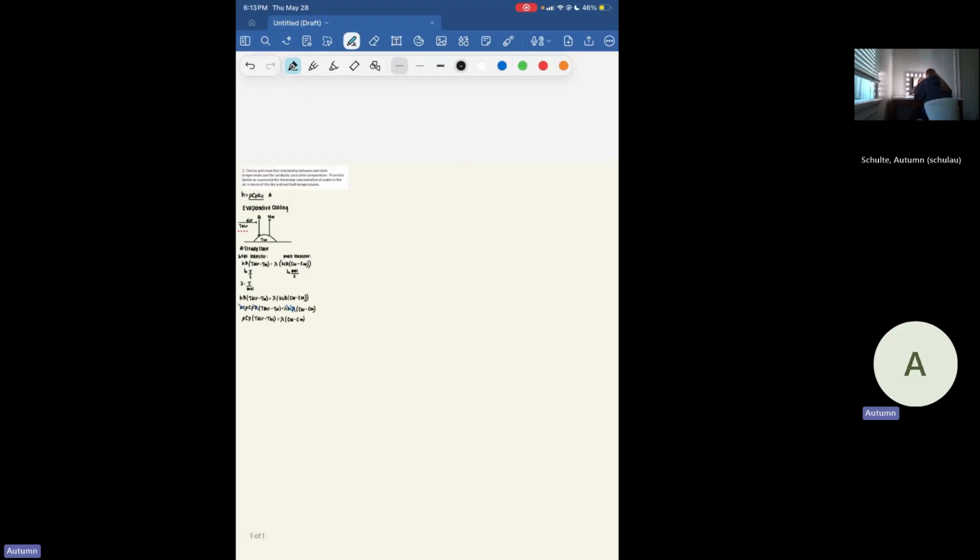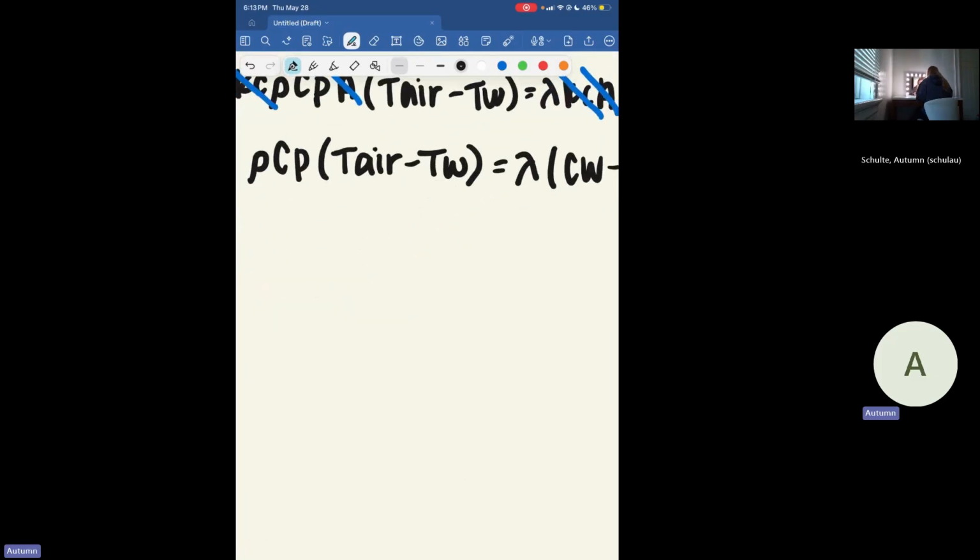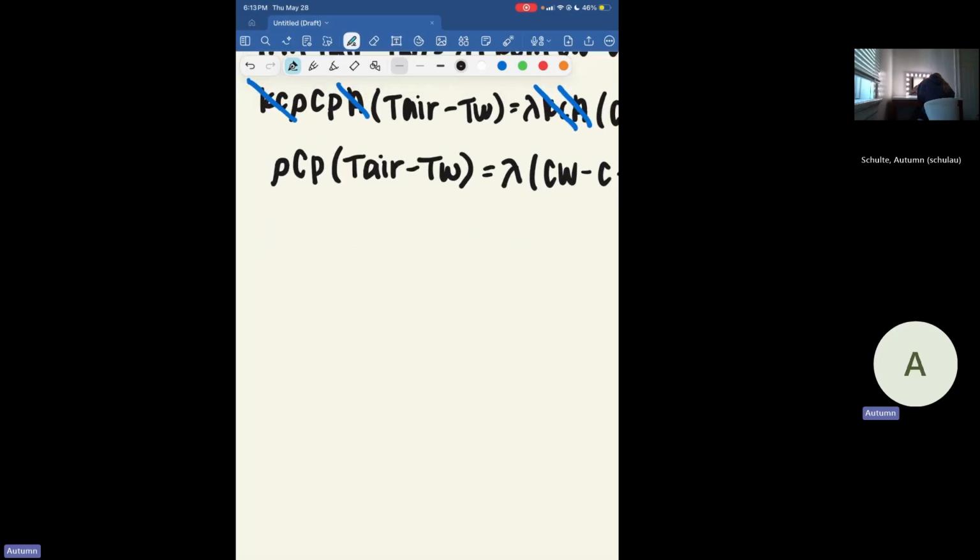Now for this second scenario, we're going to be looking at adiabatic saturation temperature.